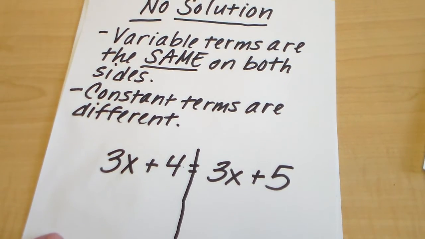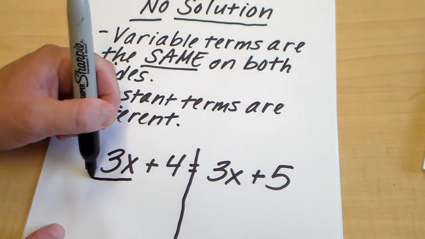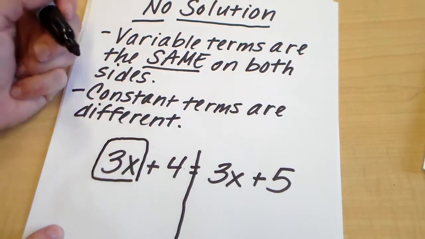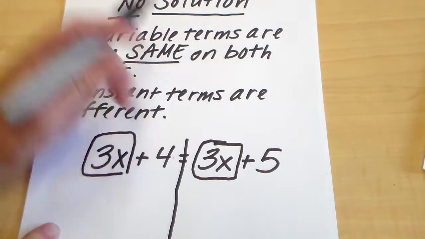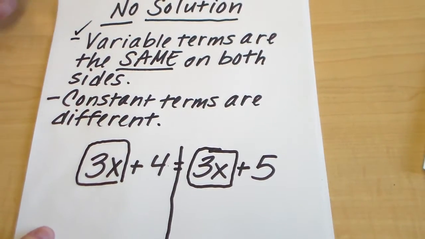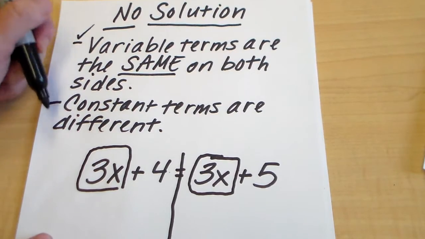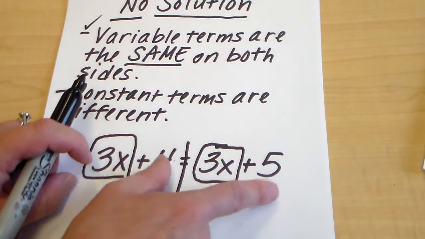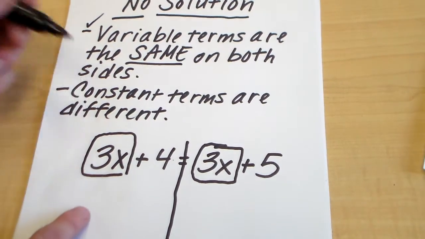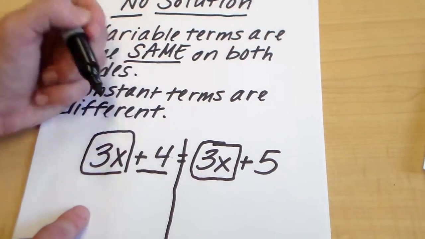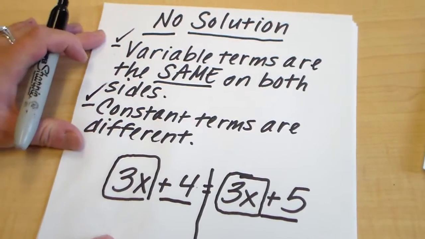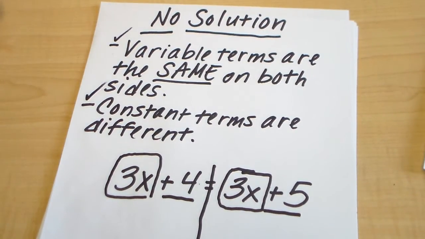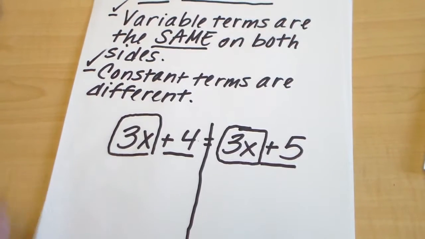Variable terms are the same on both sides. Here's my variable term, 3x. Here's my variable term, 3x. Okay, they're the same on both sides, so that's a check mark for that one. Constant terms are different. Remember, my constants are just these regular old numbers. Well, here's a positive 4, and here's a positive 5, and those clearly are different. So before I solve this, I already know that there's not going to be a solution for x. But let's demonstrate why that works out.